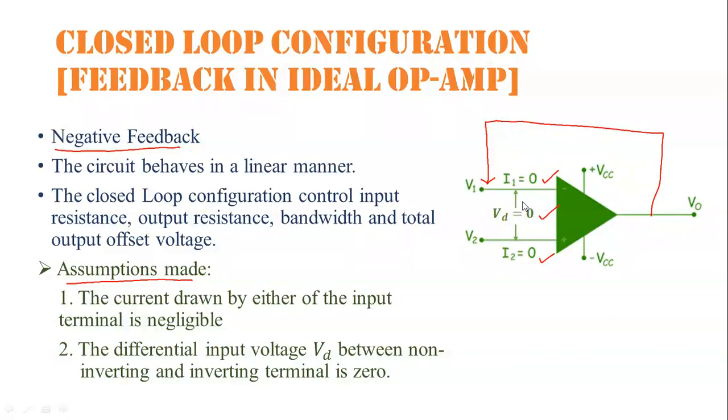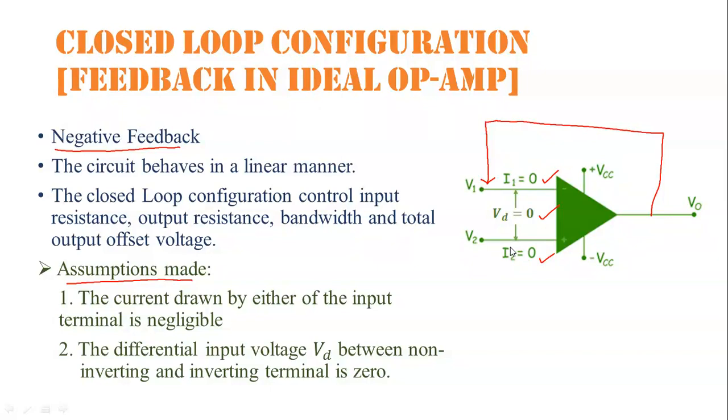While analyzing the op amp, two assumptions have to be made. The first assumption is that the difference between the two inputs should be zero, VD equal to zero. That is the main ideal op amp characteristic also. The second is that the current drawn by either input terminal is negligible, zero. The current drawn by the first terminal, I1, equals zero, and by the second terminal, I2, equals zero. The current drawn by any terminal is zero.